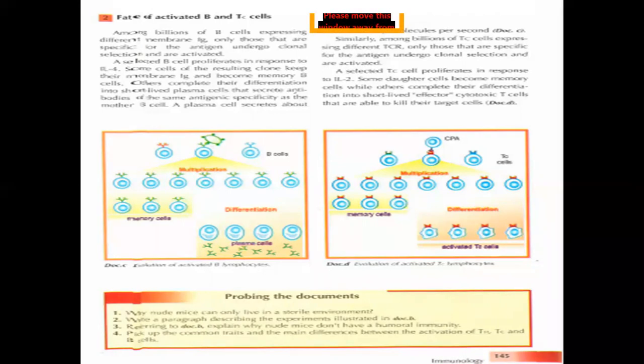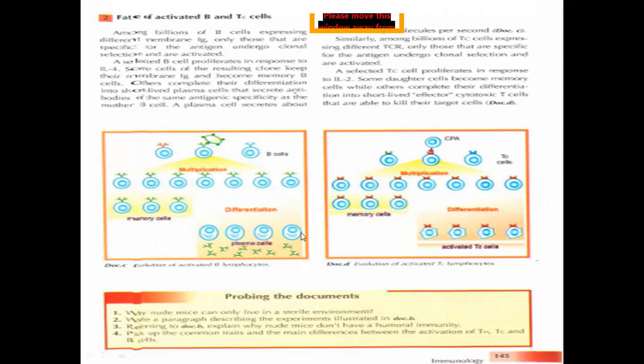So the figure is showing the evolution of the activated B and TC cells in document C. The B cells undergo proliferation, multiplication. Some of them are memory cells and others differentiate into effector B cells, into plasma cells that secrete antibodies. While the antigen presenting cells, APCs, undergo multiplication or proliferation into either memory cells or activated TC cells. So activated TC cells or the memory cells.